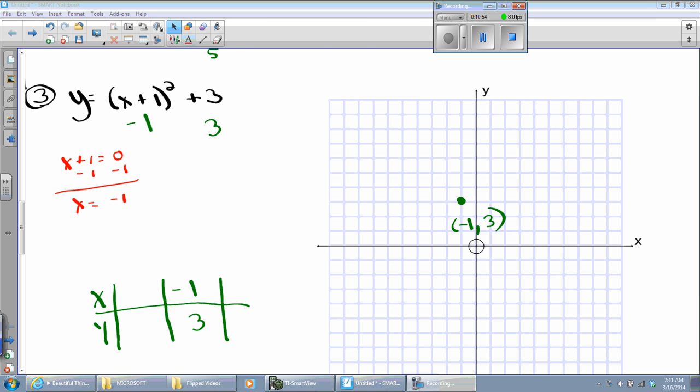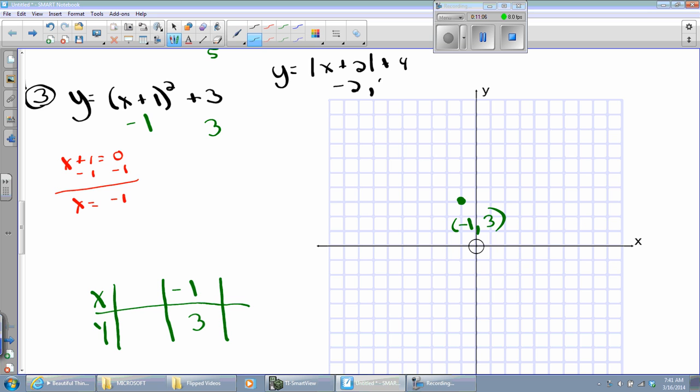It's very much like when we did absolute value graphs, right? When we had y equals the absolute value of x plus 2 plus 4. Remember, the vertex was found at -2, positive 4. It's the same thing. Now, I'm not going to get a V shape. I'm going to get the U shape because my equation is quadratic and not linear. But that's it. You can tell the vertex.